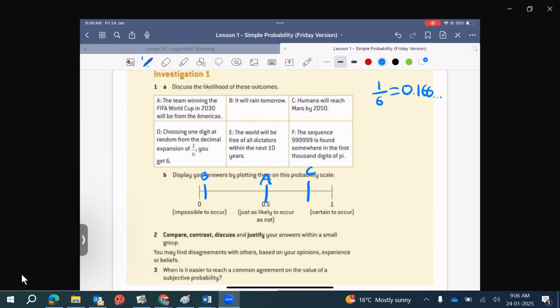Well, it's almost impossible. Why is that? Well, because there's an infinite number of sixes. So there's not 3 sixes or 100 sixes or 1,000,000 sixes. There's an infinite number of sixes, and there's only one 1. So it's almost impossible.